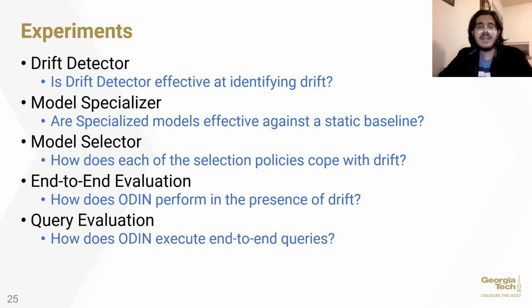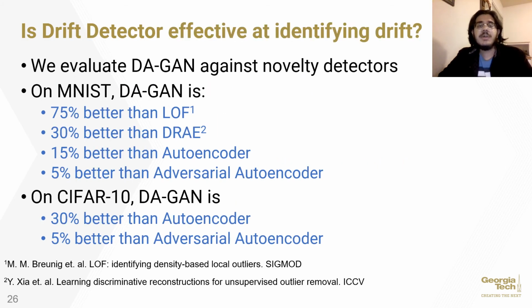To evaluate ODIN, we ask the following questions: whether the drift detector is effective at identifying drift, whether the specialized models are effective compared to a static baseline, and the performance of each of the selection policies. We also do an end-to-end evaluation of ODIN in presence of drift, and we test ODIN with aggregation queries on the BDD dataset. We compare DA-GAN inside the drift detector against state-of-the-art novelty detectors, as well as the standard autoencoder and adversarial autoencoder. On both MNIST and CIFAR, DA-GAN performance is 30% better than the recent state-of-the-art. It also performs 5% better than an adversarial autoencoder in identifying drift.